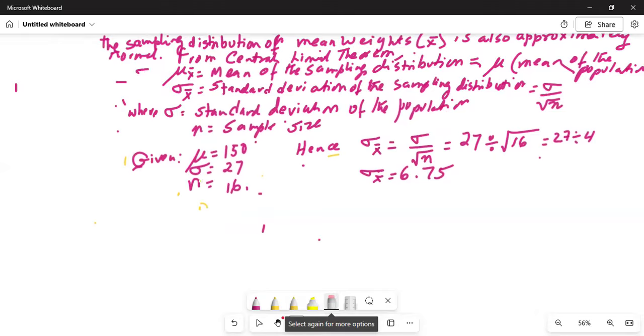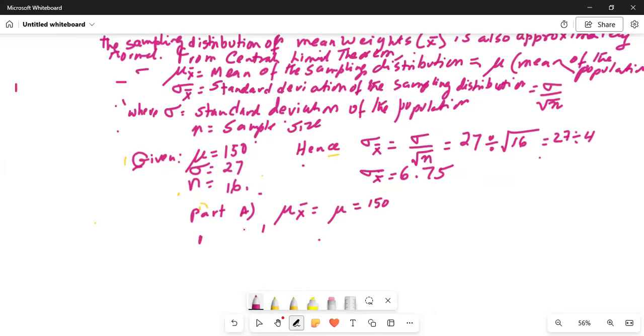Part A is mu x bar is equal to mu equal to 150. Part B is sigma x bar equal to sigma divided by square root of n, which is 27 divided by square root of 16, which we found out as 6.75.